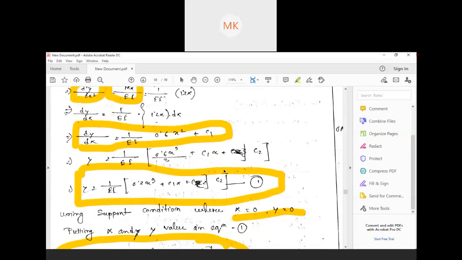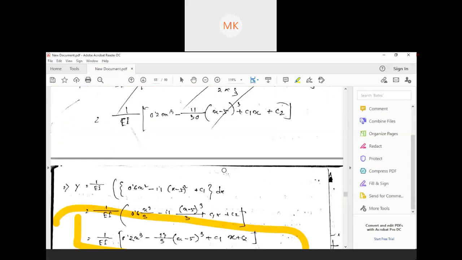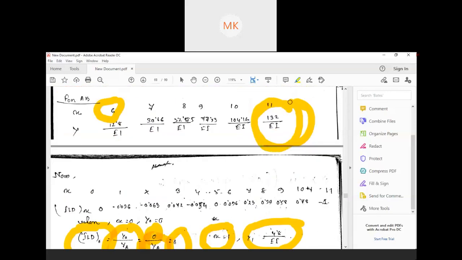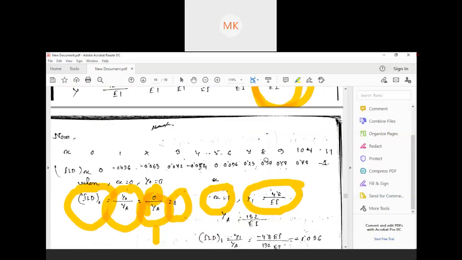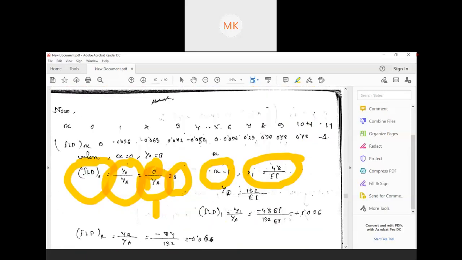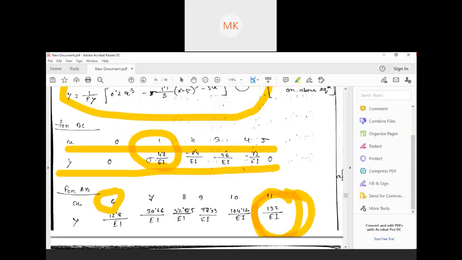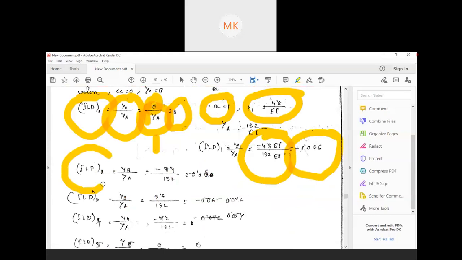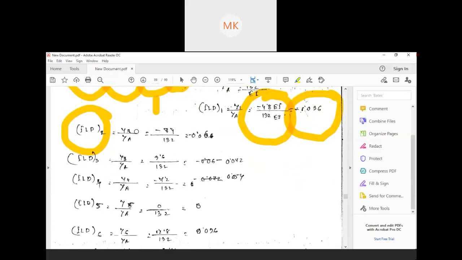So at 11, let you see, we are getting 132 by EI. Our lower value will be the same, you just need to replace the upper one. So for x equal to 1, y1 is minus 4.8 by EI divided by 132 by EI. After calculating, you can get the value. Similarly, after doing 1, 2, 3, 4, 5, you need to go one by one. EI will be cancelled out, and you can put the values and calculate all the ILD values.